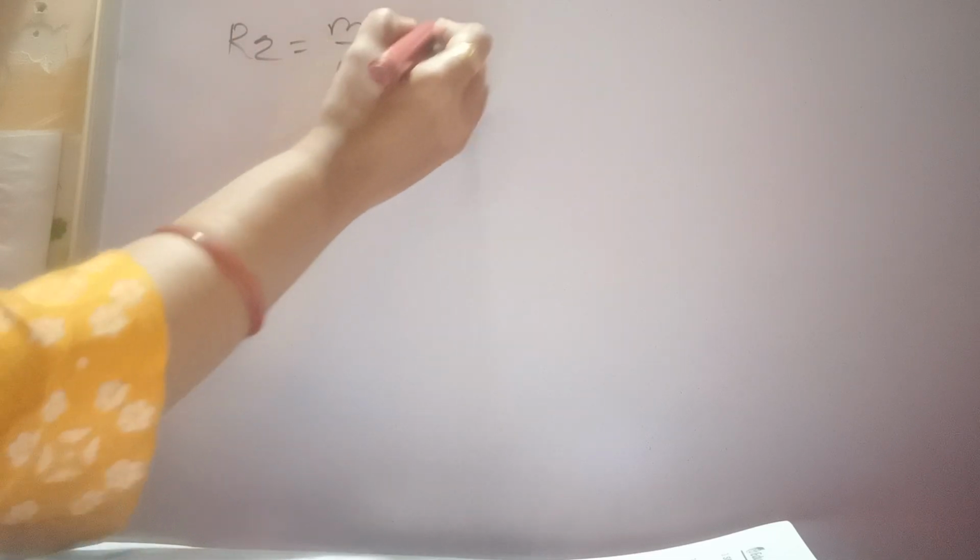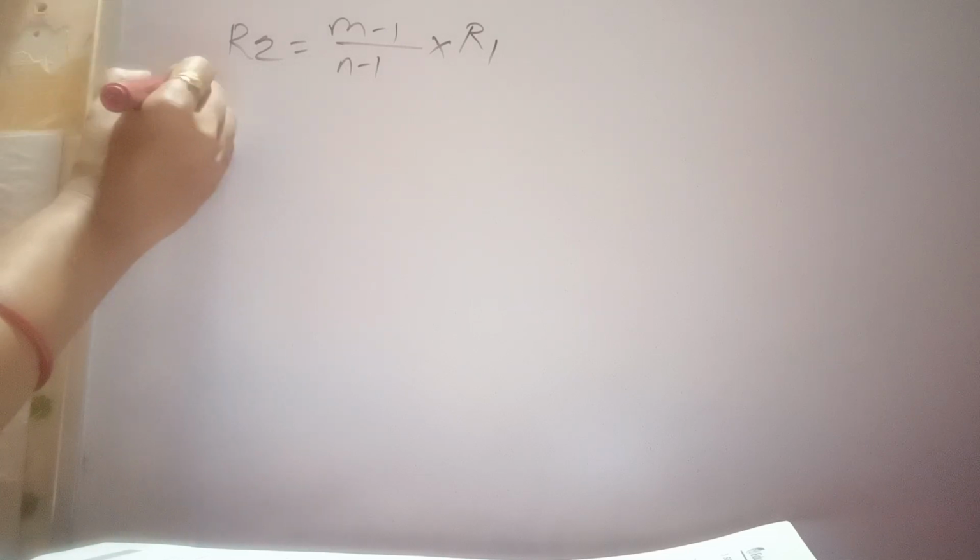And another rule is: if a sum of money in a certain time becomes n times at r1 rate of interest and m times at r2 rate of interest, then the formula for r2 will be given as r2 equals (m minus 1) divided by (n minus 1) into r1. Now let's see some examples. Example 1.